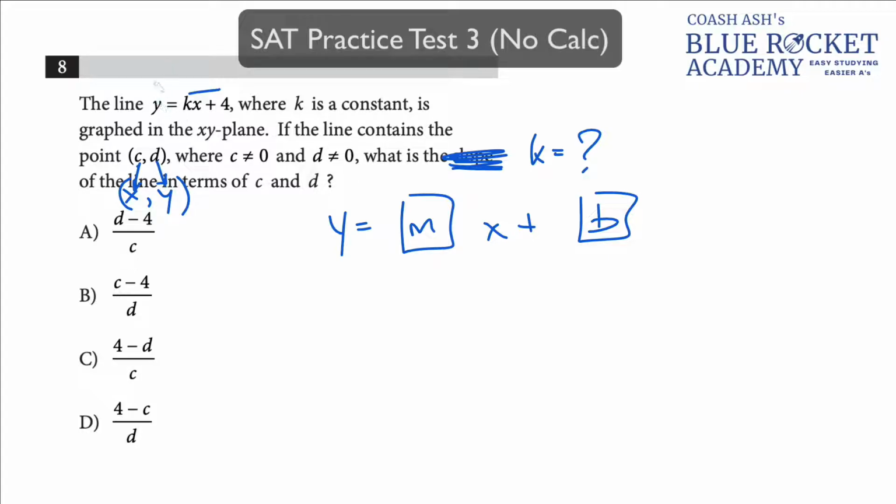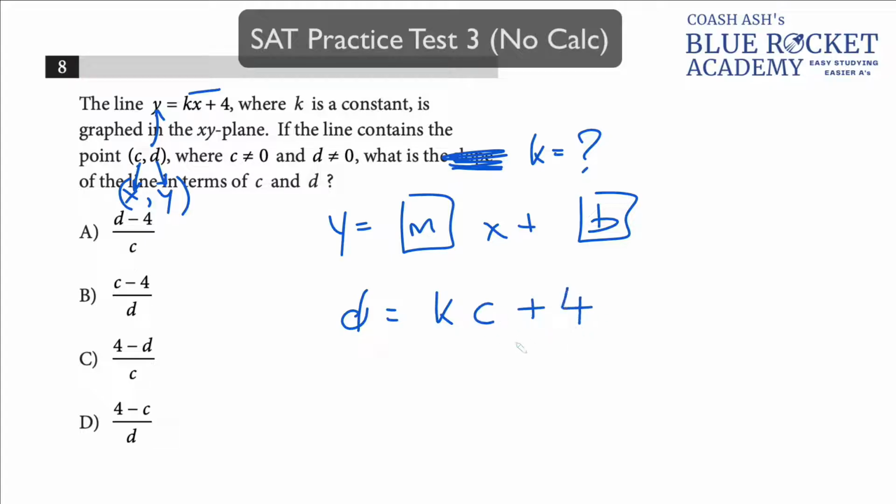So let's just do that. We can do it right away over here. You've got y is equal to kx plus 4. So I'm going to write down d. I put this d in here. I write down d is equal to c times, copy down the k. There's no need to change the k. Only the x part is going to get replaced with c. So kc plus 4.